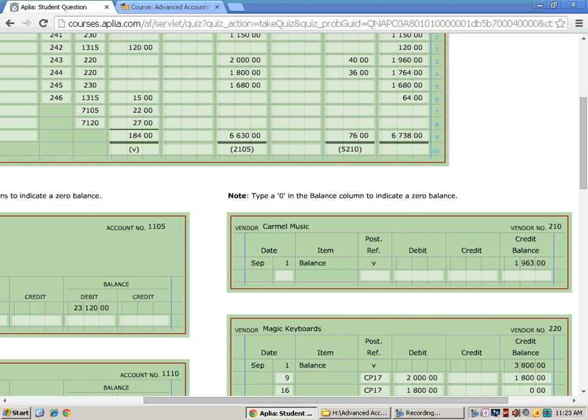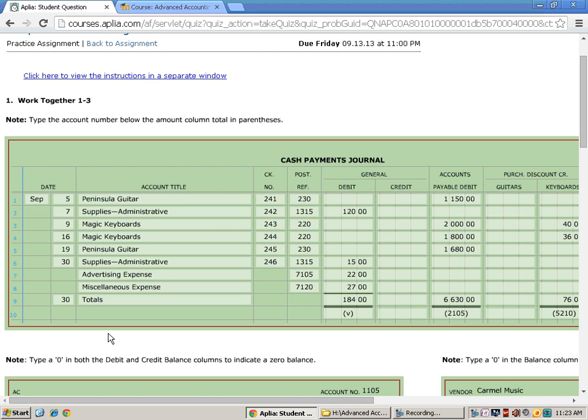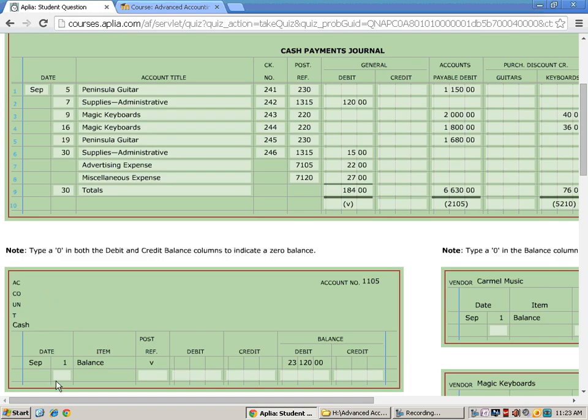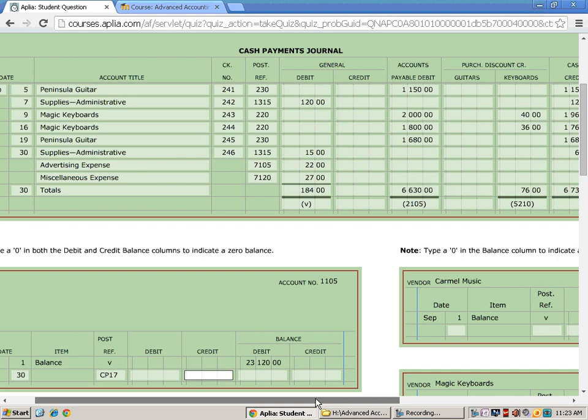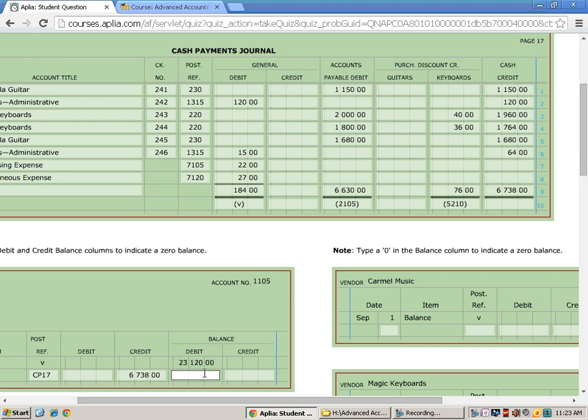And then our last one is going to be our cash credit. So we're going to find it. This is weird. There's a little bit of a glitch there, but that's our cash column. CP17, and it's a credit of $6,738. They're opposite, so we're going to subtract, and whatever number is bigger is what your balance will be. So in this case, it's going to be a debit. So we now have $16,382 left in our cash account. Very last step, put our parentheses, 1105.